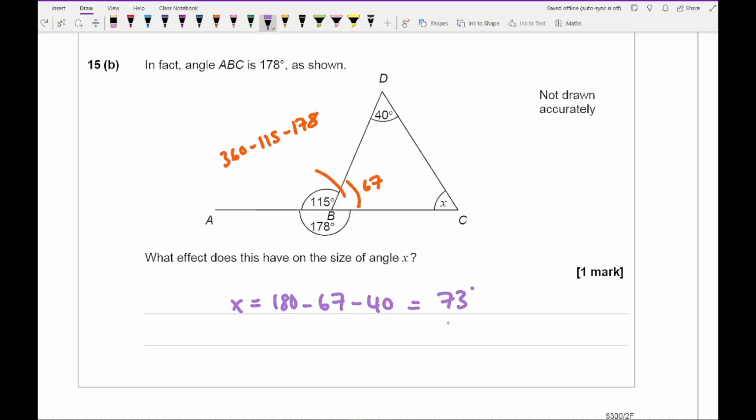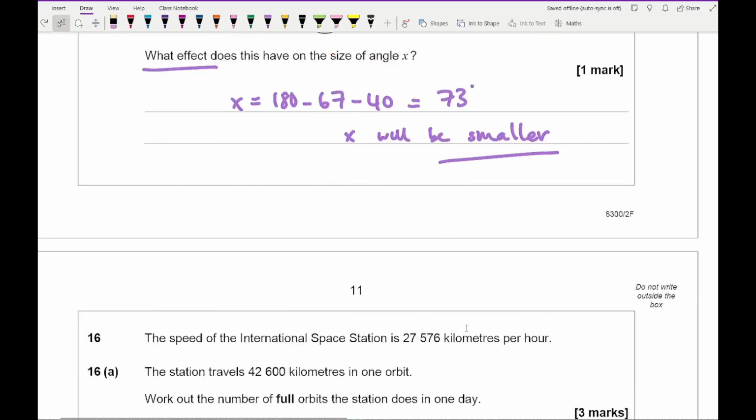So what effect does this have? Well, X will be smaller. And it's really important that you do write that, because the question is asking what effect does it have, not what is the new value of X.